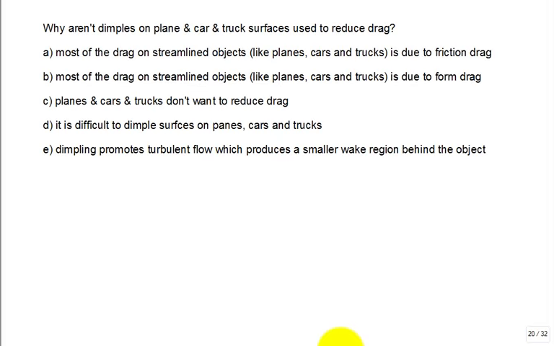So, why aren't dimples on planes and cars and truck surfaces if it's so great at reducing the drag? Let's take a little ball peen hammer out to your car in a parking lot. Let's work on it, huh? Right? Let's save some money. You need the MPGs, miles per gallon.